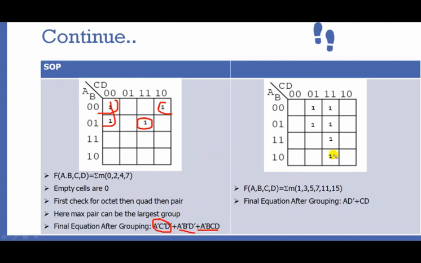Let's go over here. Here we'll check for an octet. We cannot group 8 ones, so we'll check for a chord. We can make a chord like this, and also we can make a chord like this. So in total we get 2 chords. A chord is 2 to the power 2, which is equal to 4.